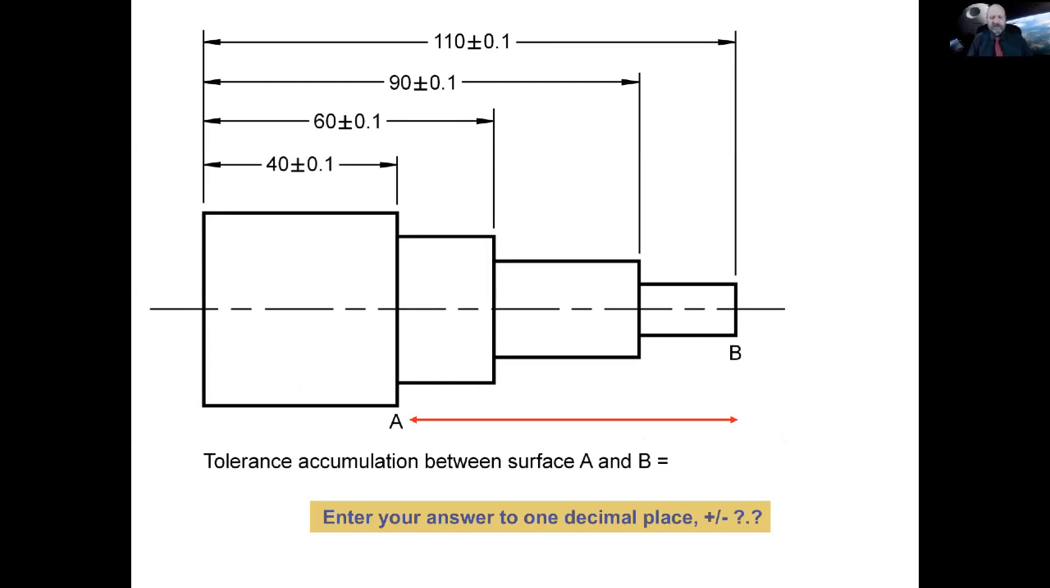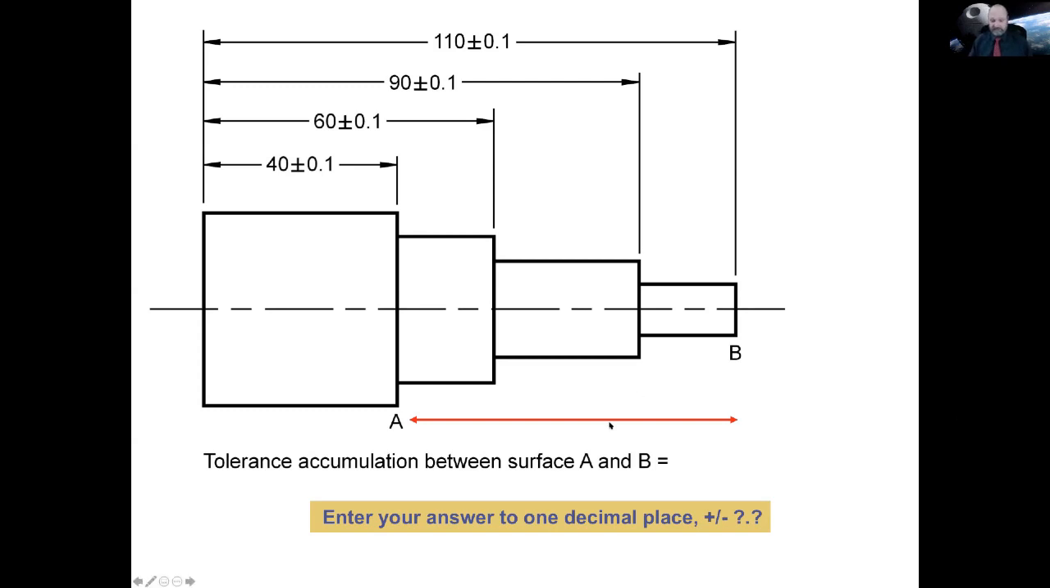Now here's another interesting case. Again, we're looking at the distance and the tolerance between A and B. So we're going to measure between A and B. What do you think the accumulated tolerance would be in this scenario? So you dimensioned it this way instead of the other way. We got 0.02. Is it 0.2? Or is it 0.2? Good job.